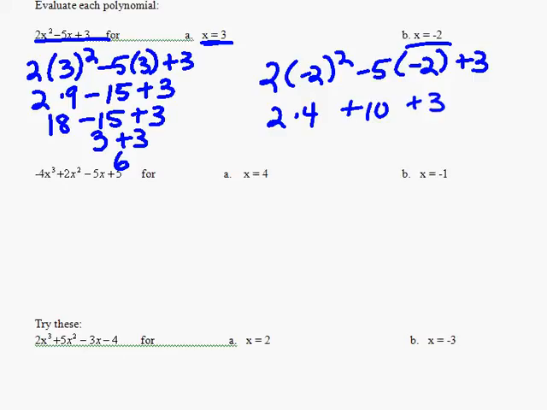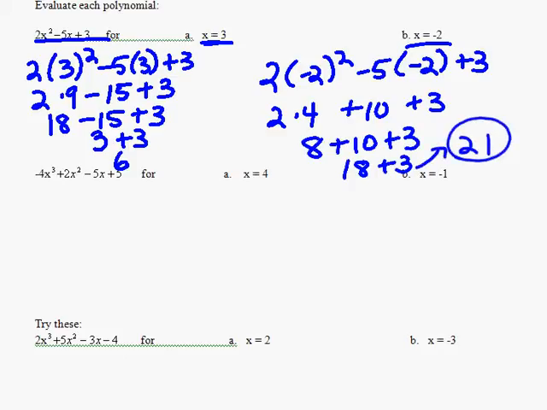Now multiply before I add. 8 plus 10 plus 3. 8 plus 10 is 18 plus 3. And 18 plus 3 is 21. And I'm going to move up here so I have space. That's my final answer, 21. So I have space to do the next example.